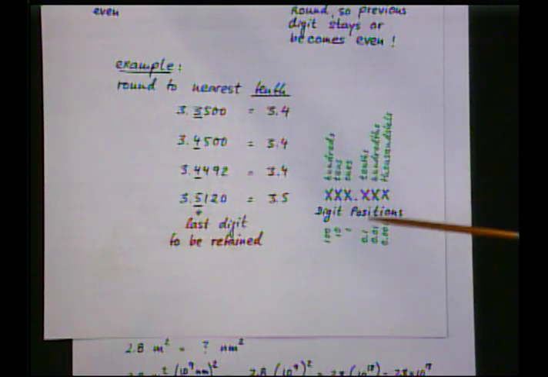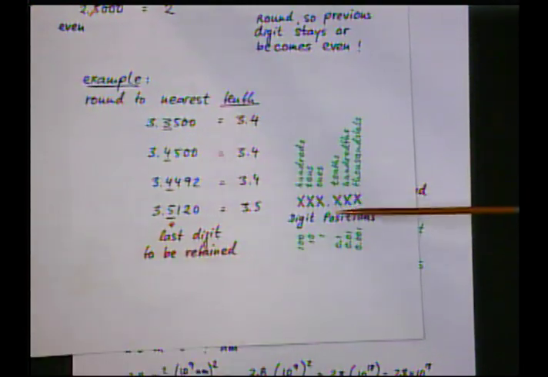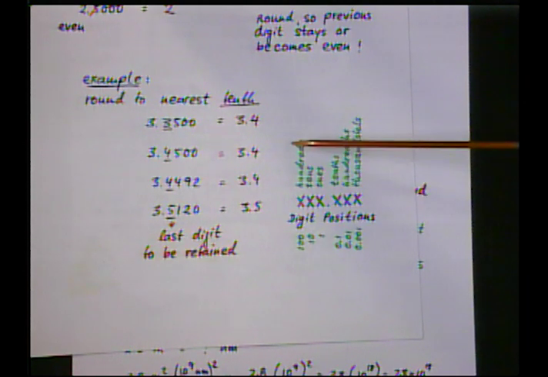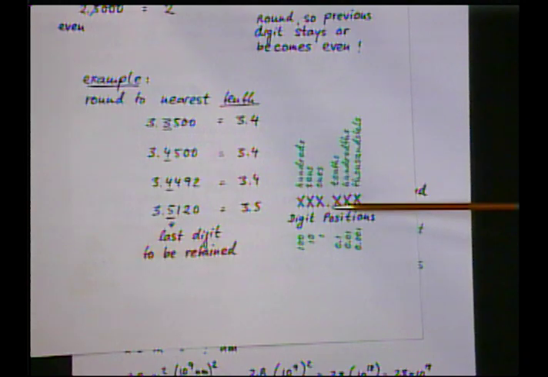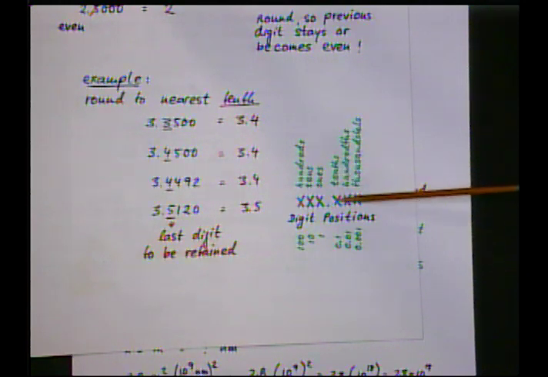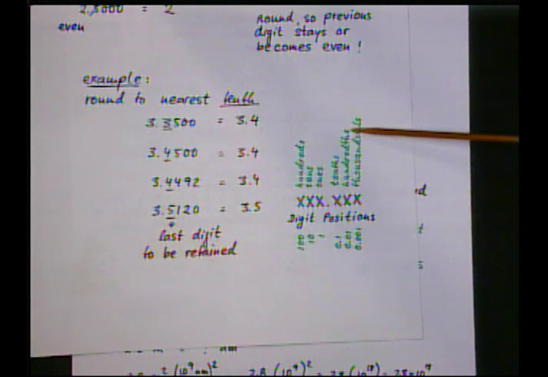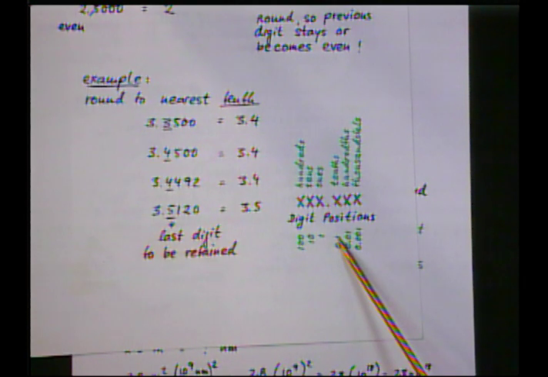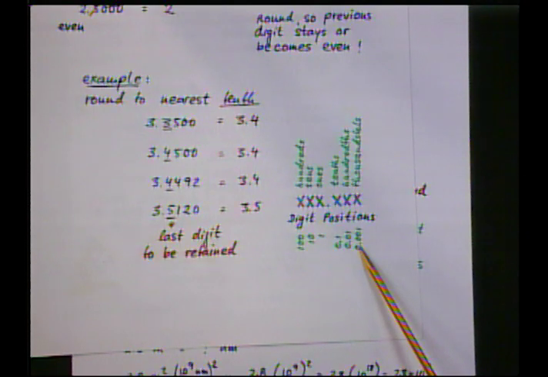So here are again the digit positions. Like here's the decimal, we have the ones, the tens, the hundreds, and so on. And everything on the right side of the decimal is a fraction. So we have the tenths, the hundredths, and the thousandths, etc. So 100 times, 10 times, 1, or 1/10, 100ths, 1,000ths.